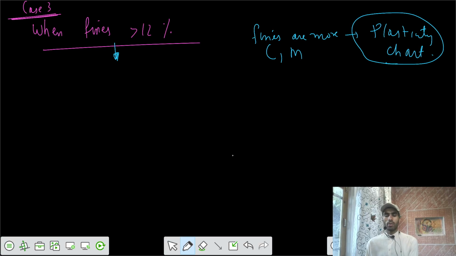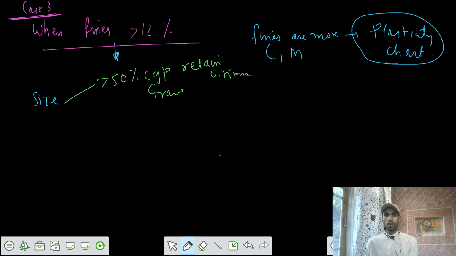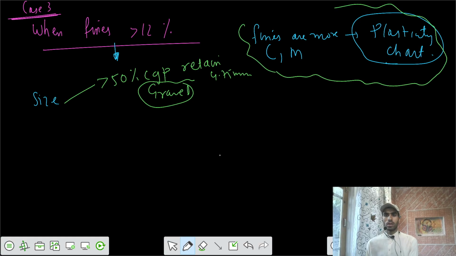Okay, and already we know the size. If more than 50% of the coarse grain particles are retained on the 4.75 mm sieve, that means this is gravel. Once we have the gravel, now we need to say whether your fines are silt or clay. So for that we have to use the plasticity chart.